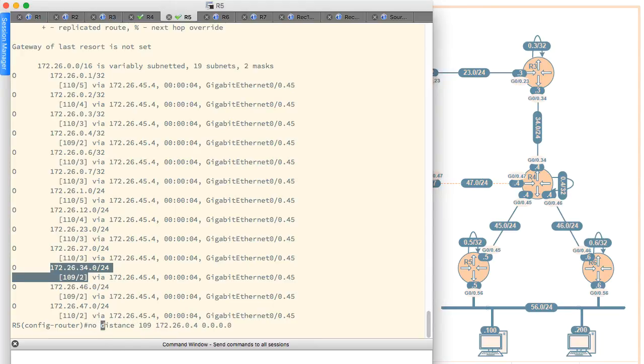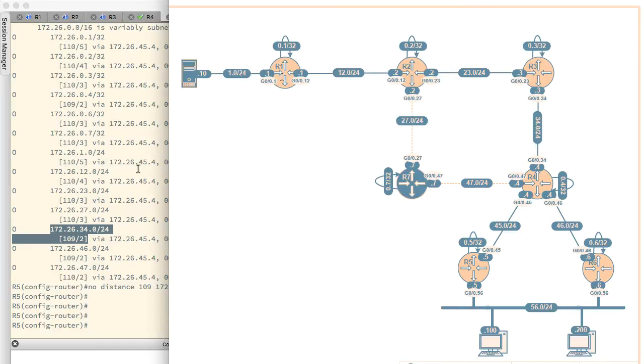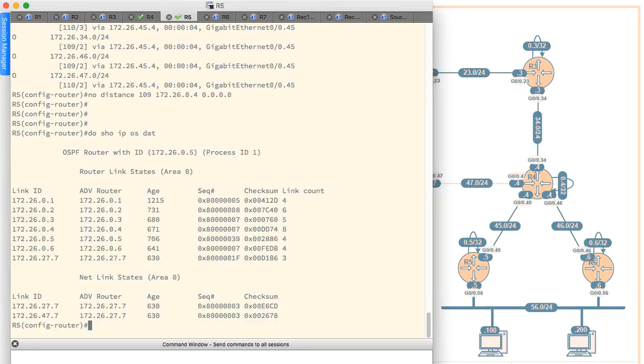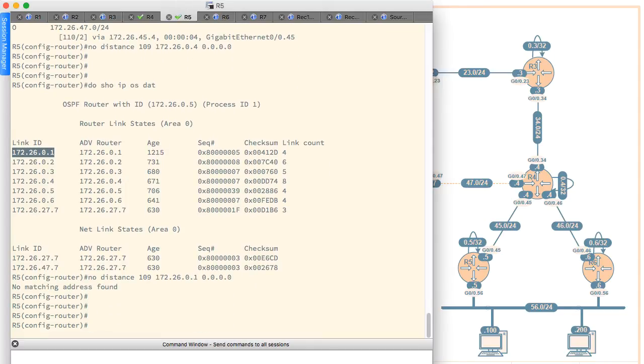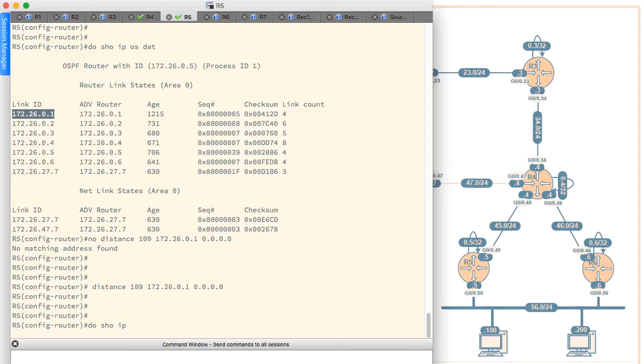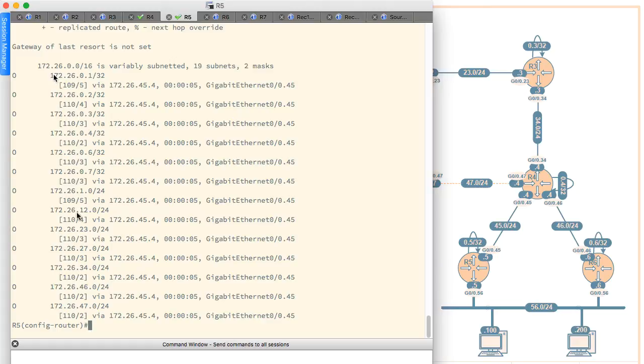So I know what I need to do here. What I need to do is not this command. Who is advertising this route in my domain? So this particular route is being advertised by R1. And if I say do show ip ospf database, here's R1. So what I need to do is apply the same command, but for R1. And that's one of those arcane things they may have you do in the CCIE lab. No matching address. Oh, because I'm using the no command here. So distance 109, do show ip route ospf. And now you can see 226.0.0.1 is at 109.